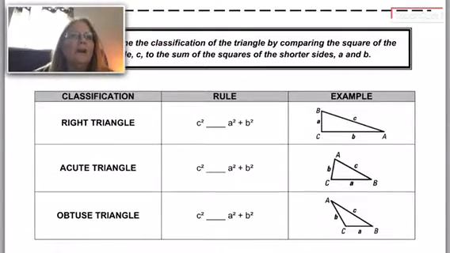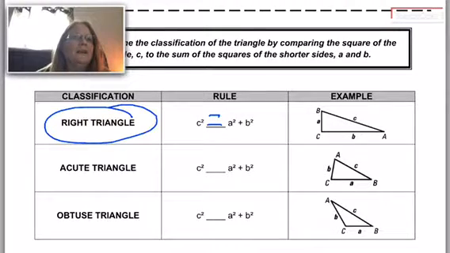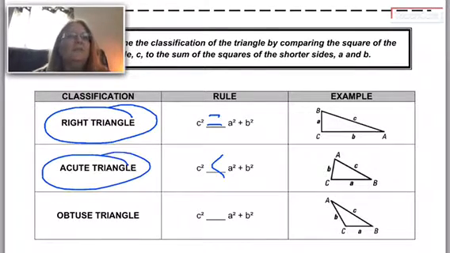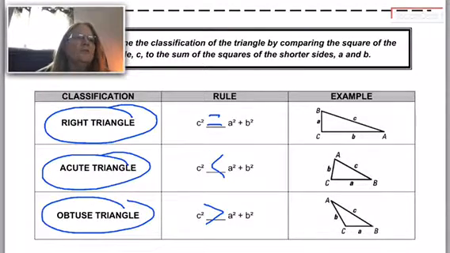All right, so in a right triangle, if C squared is equal to A squared plus B squared, you have a right triangle. If C squared is less than A squared plus B squared, you will have an acute triangle. And if C squared is greater than A squared plus B squared, you will have an obtuse triangle. So now we're going to look at some examples.